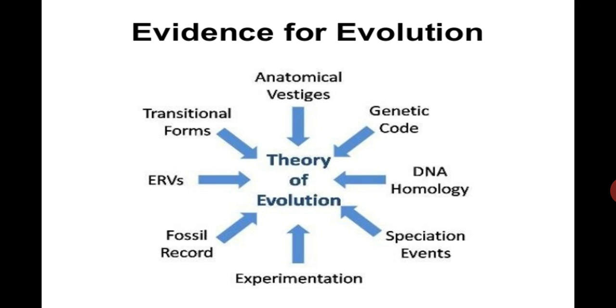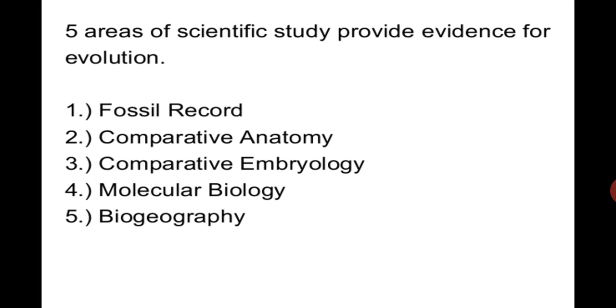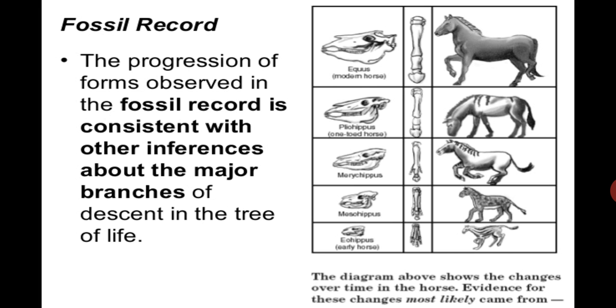Dear students, our today's lesson is related to, again, your chapter Evolution. Today we will discuss all those evidences which are given by the different naturalists that evolution has occurred over time. So five areas of scientific study provide the evidence for evolution. These are fossil record, evidence from comparative anatomy, evidence from comparative embryology, evidence from molecular biology, and evidence from biogeography. So we will discuss the details of all these evidences one by one.